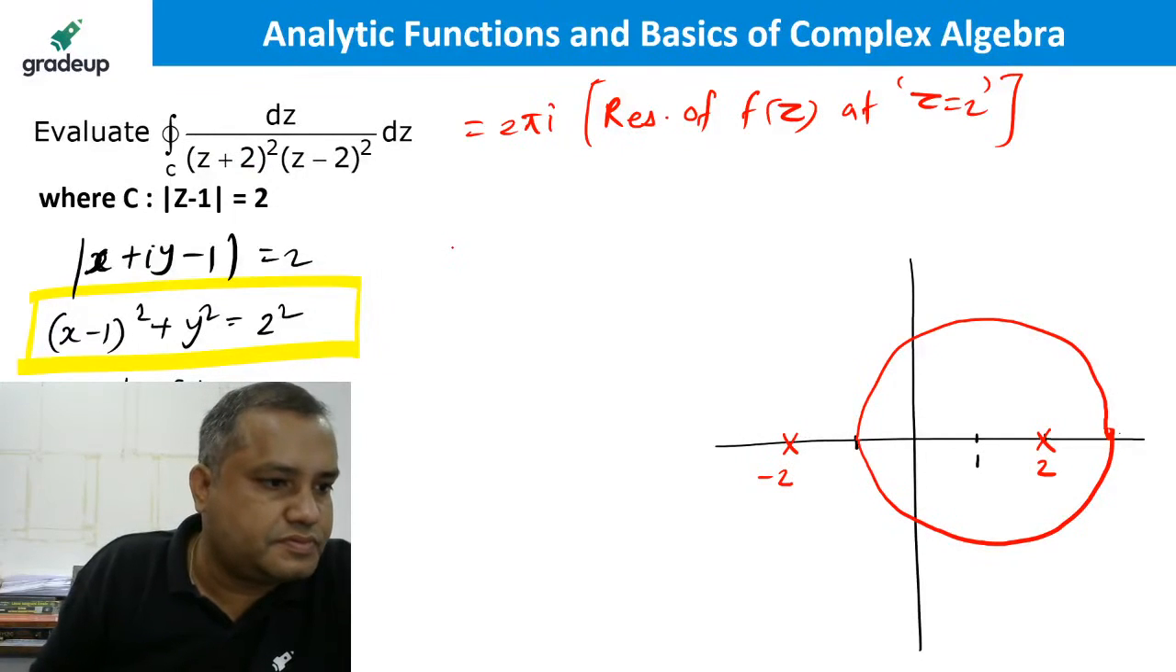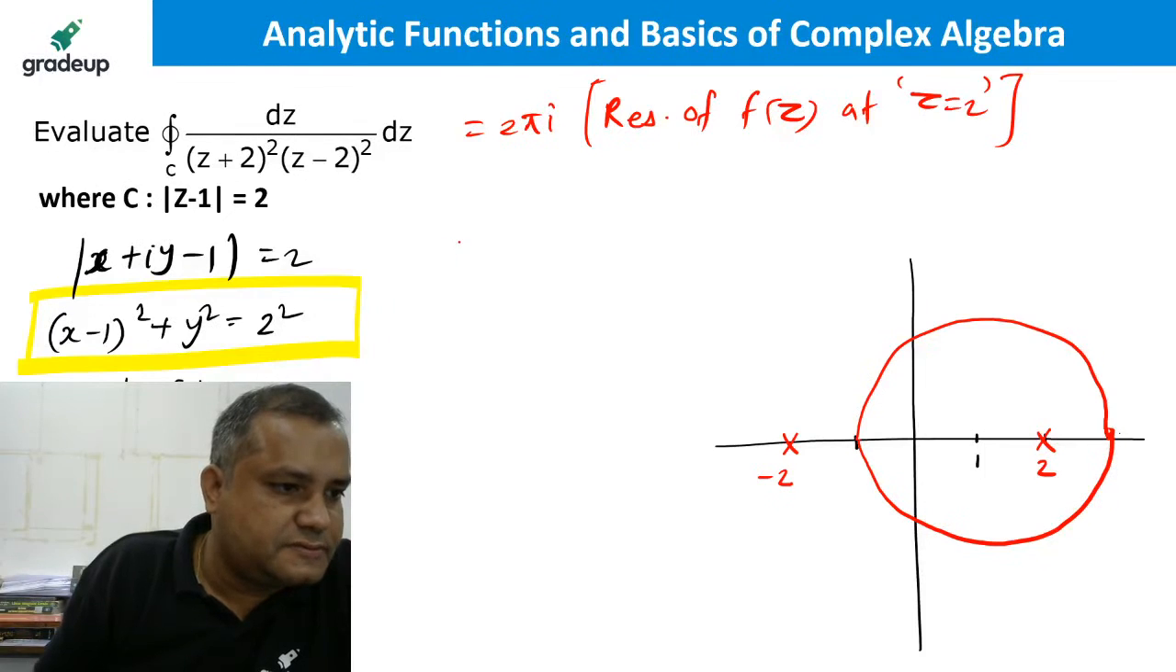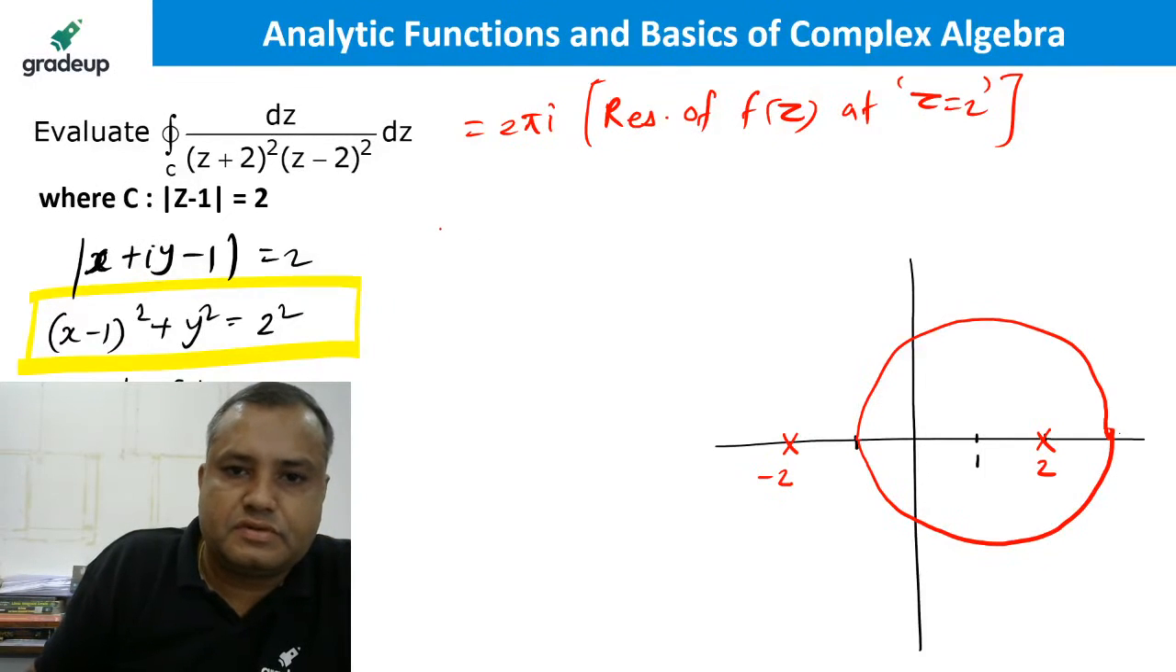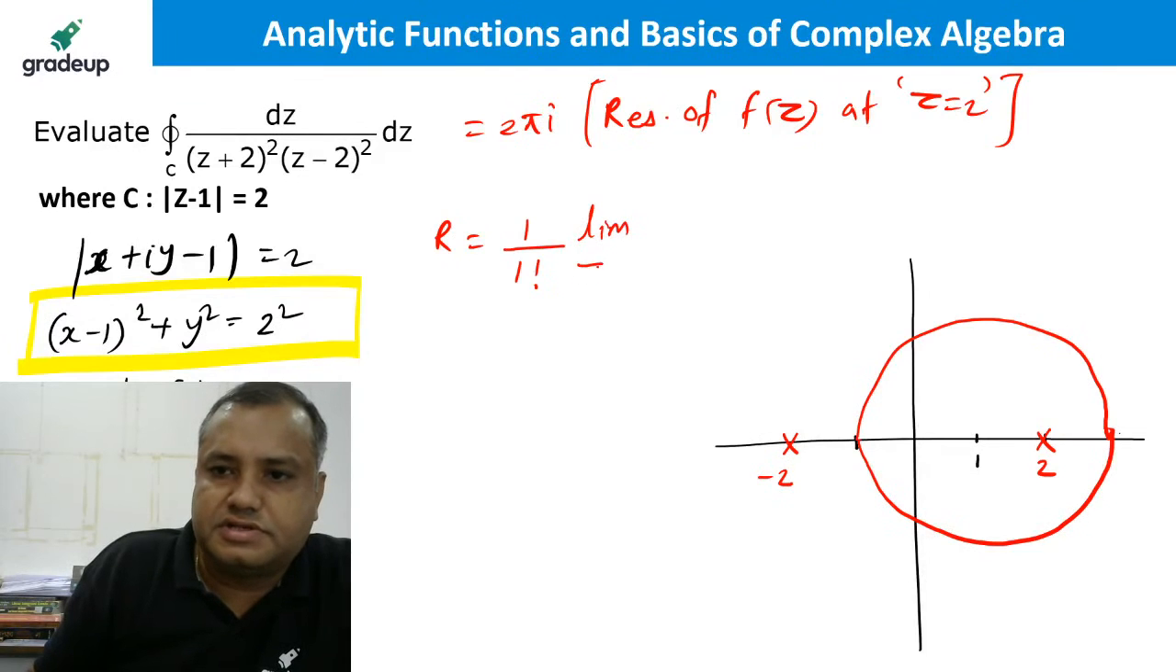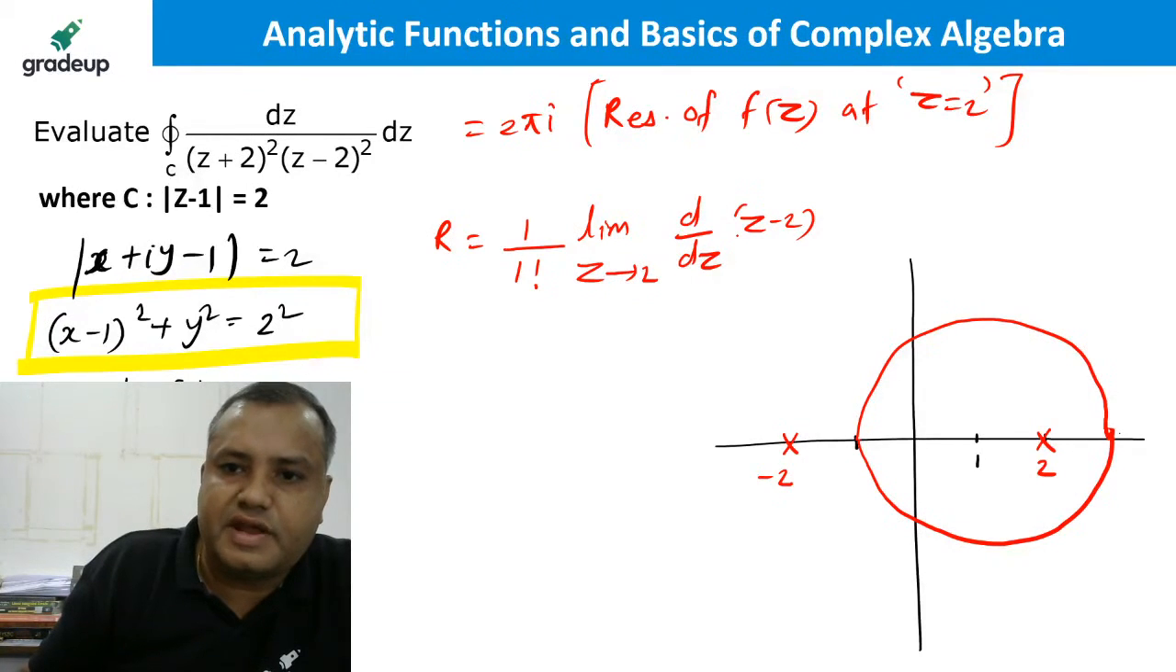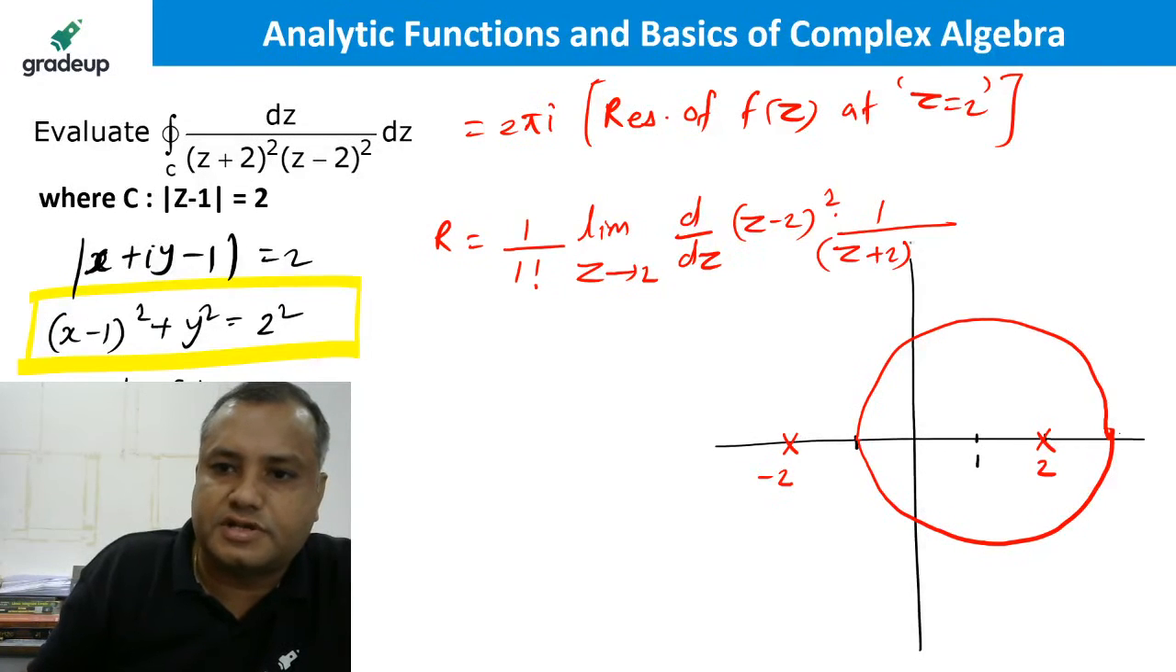So, one upon factorial 1, limit z tending to 2, d by dz of z minus 2 whole square into 1 upon z plus 2 whole square into z minus 2 whole square.